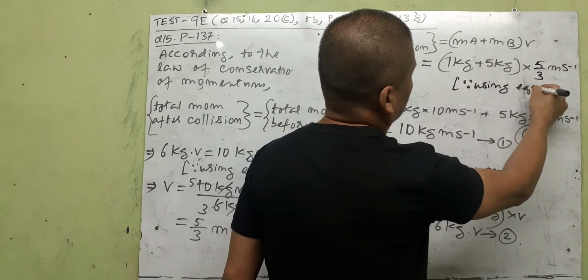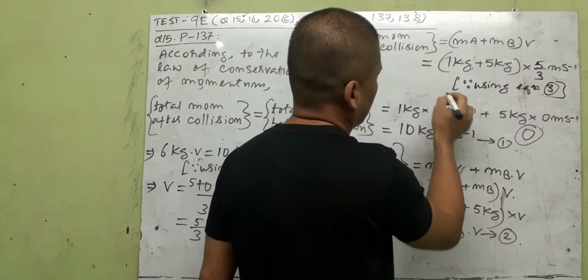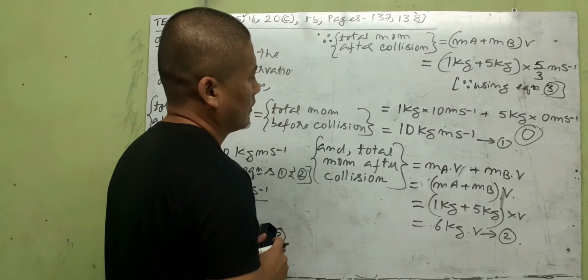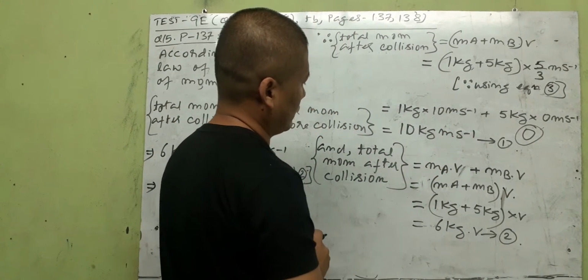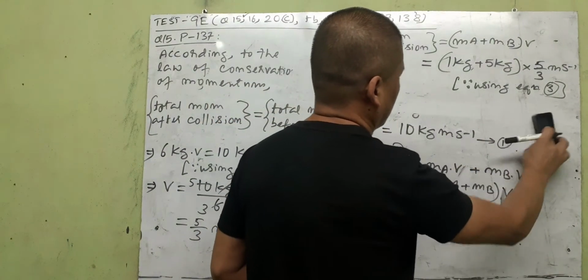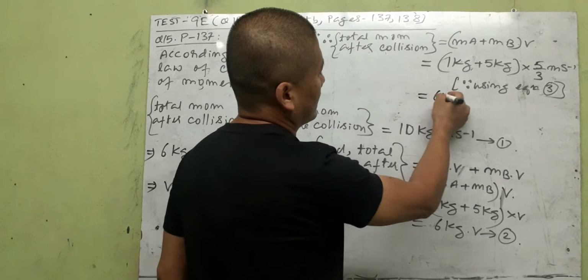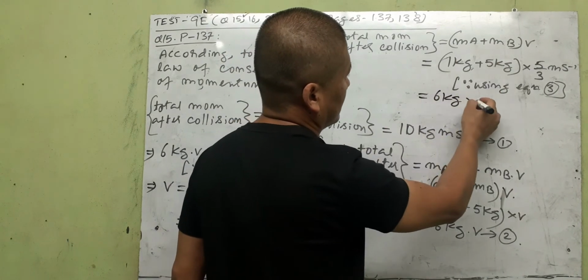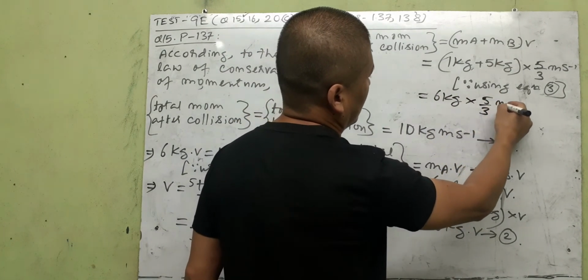And we write here, since using equation number 3. So if you were to do this, here we may just keep this value because we'll need it. That will be equal to 6 kg, 1 plus 5, 6 into 5 divided by 3 meter per second.